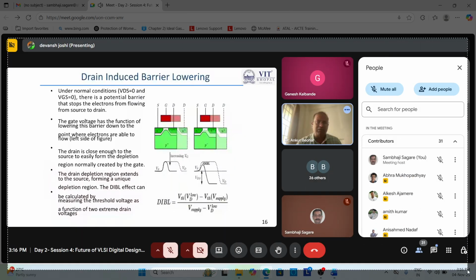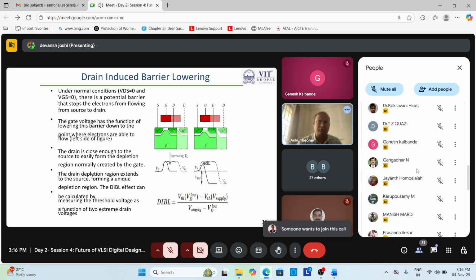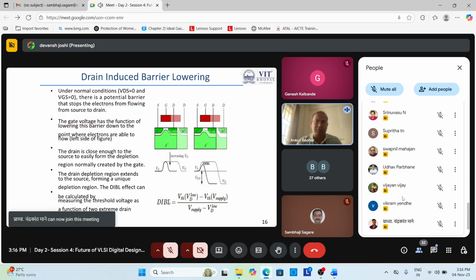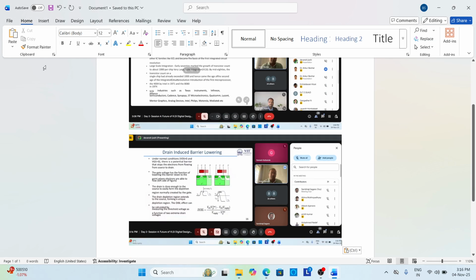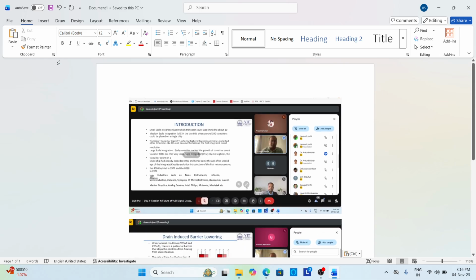So one is drain induced barrier lowering. We also have hot electron effects. These are other short-channel effects due to the high drain voltage that we have. You can see we can calculate it through VDD minus VTH upon V supply. Like this, we can calculate.